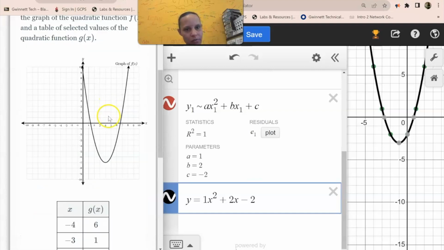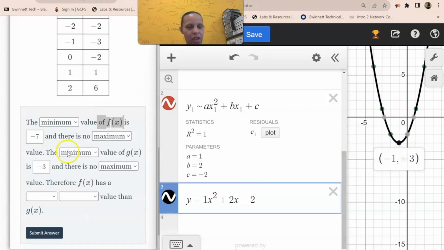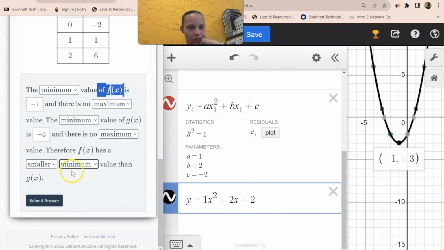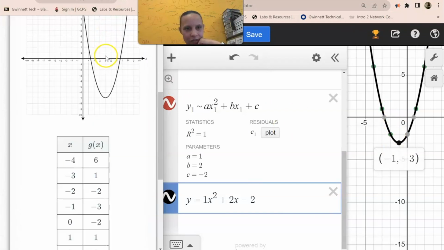So let's go up here. See, this is at -7, right? -7, this is at -3. So f of x has a smaller minimum, right? Because it's smaller. It's at -7. If it was bigger, remember with negatives, the smaller the number without the negative, the larger it actually is. So bigger numbers are up here. So this is -7, so a bigger number, -3.